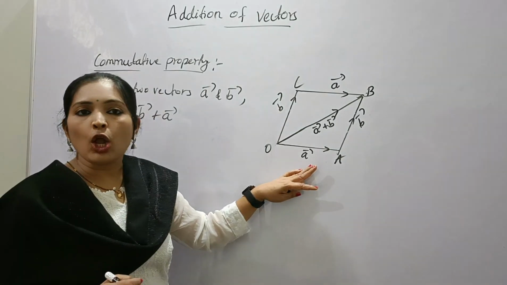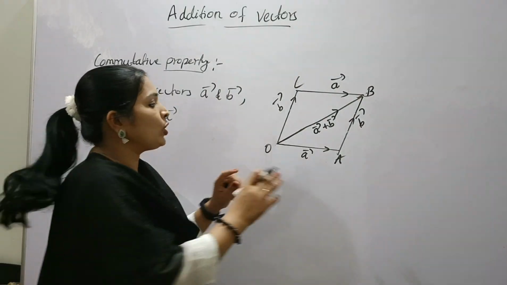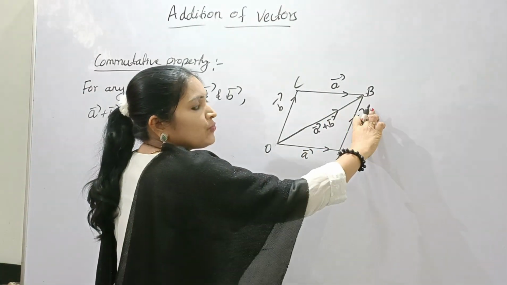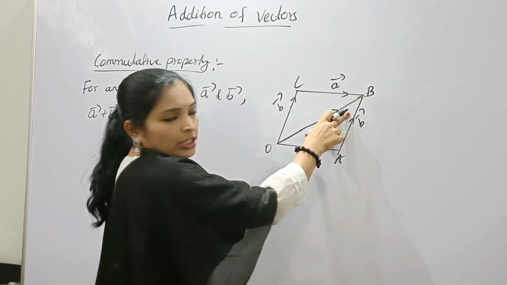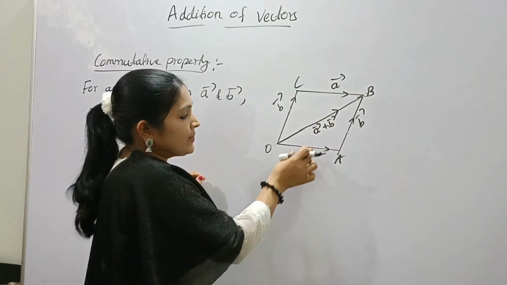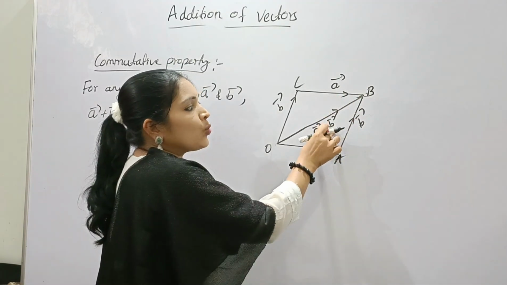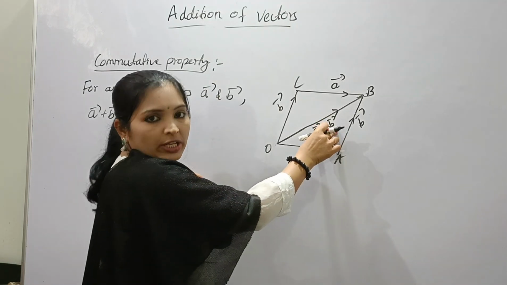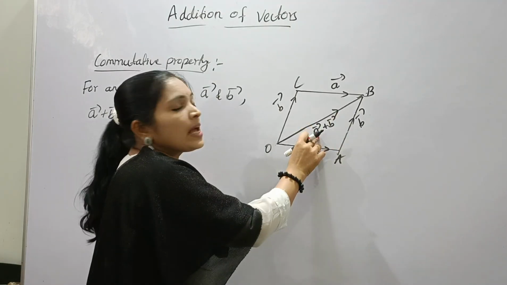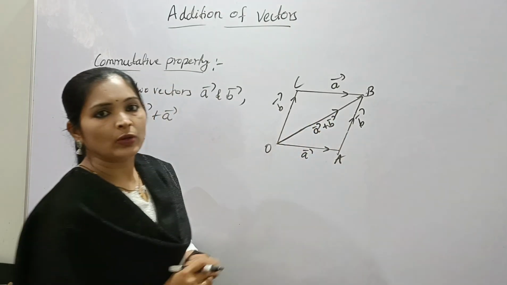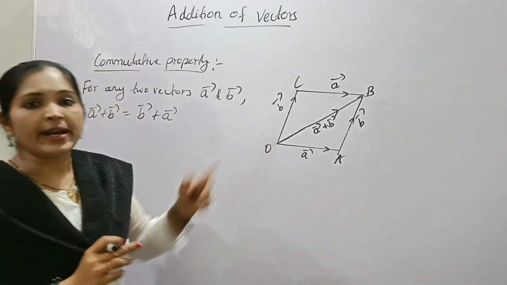Here by the triangle law of vector addition, we know that vector OA plus vector AB is equal to vector OB. That is vector A plus vector B. So this diagonal is vector A plus vector B. Again, look at this upper triangle.